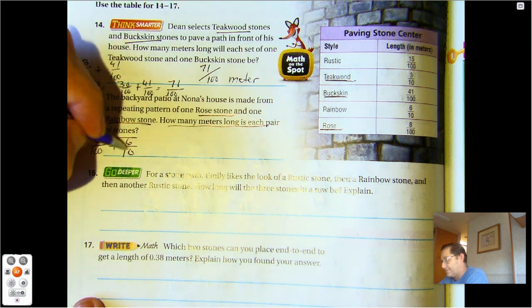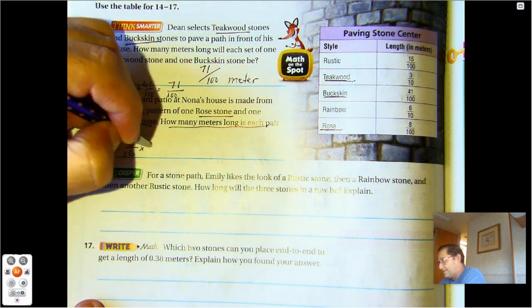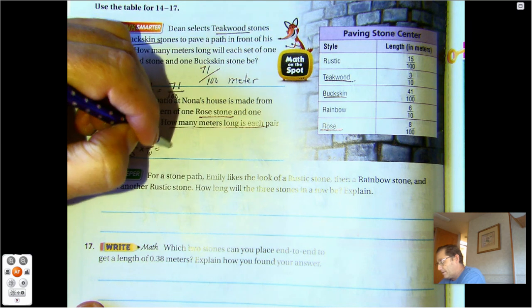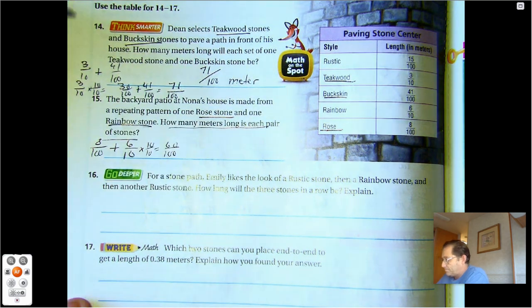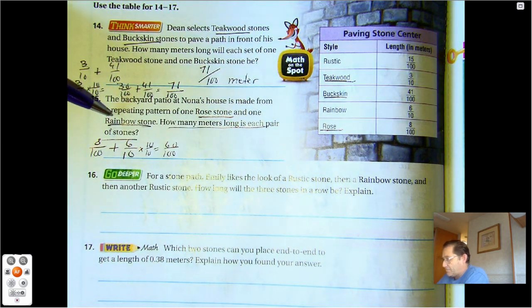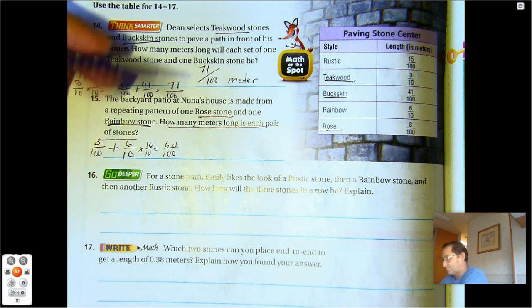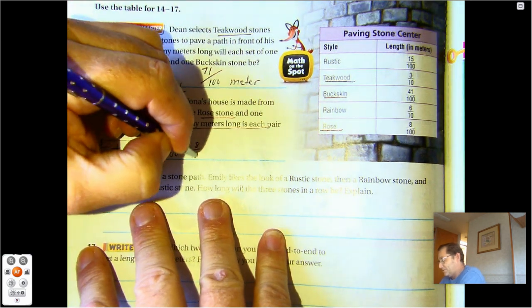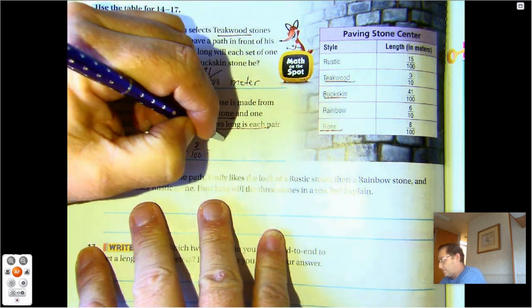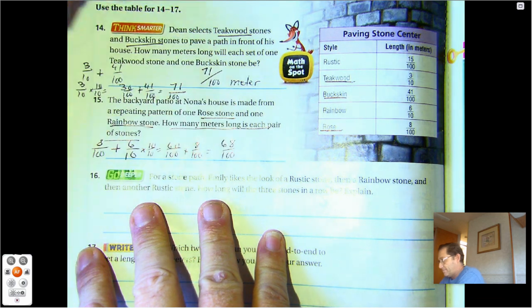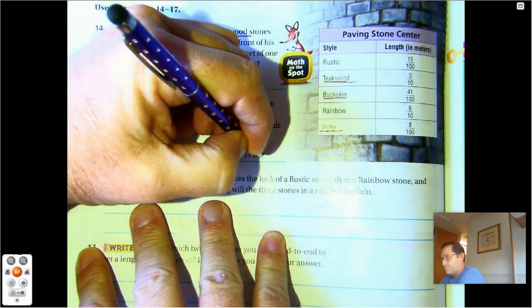So let's turn the 6/10 into hundredths by multiplying by 10/10. All right, so an equivalent fraction for the rainbow stone would be 60 hundredths plus the 8 hundredths of the rose stone. We would get 68 hundredths meter.